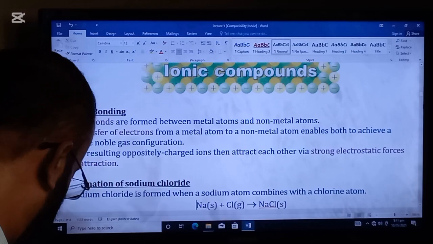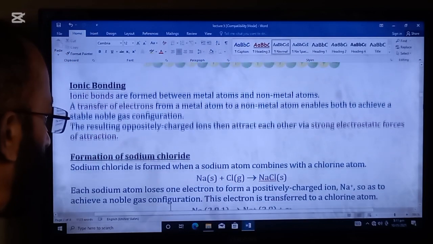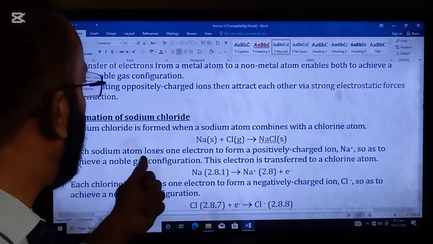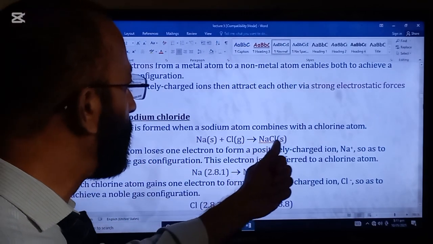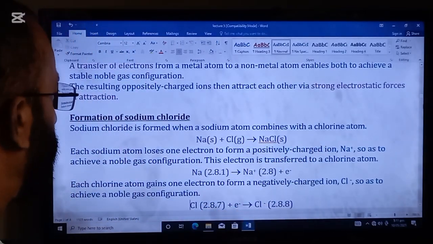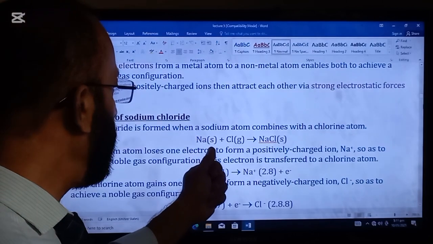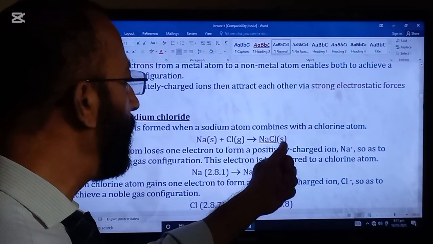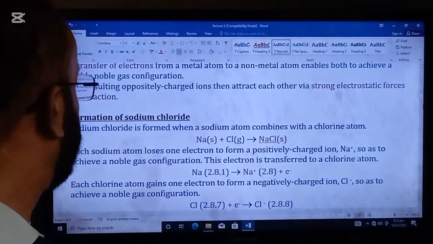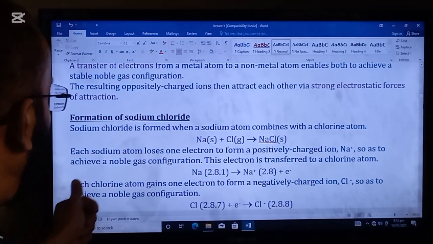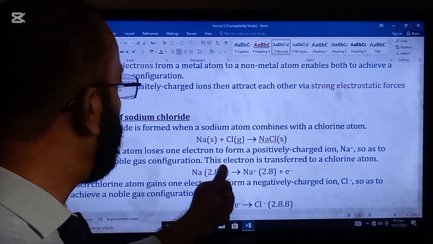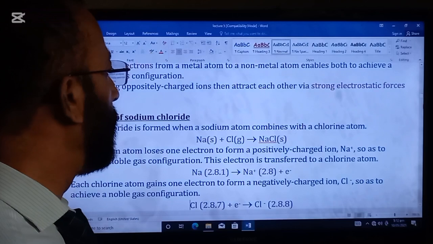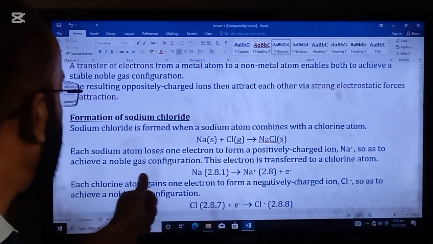Here is an example: formation of sodium chloride. Sodium chloride is formed when a sodium atom combines with a chlorine atom. That is, Na solid form, chlorine gaseous form forms NaCl, that is solid form. Each sodium atom loses one electron to form a positively charged ion Na+, so as to achieve a noble gas configuration.